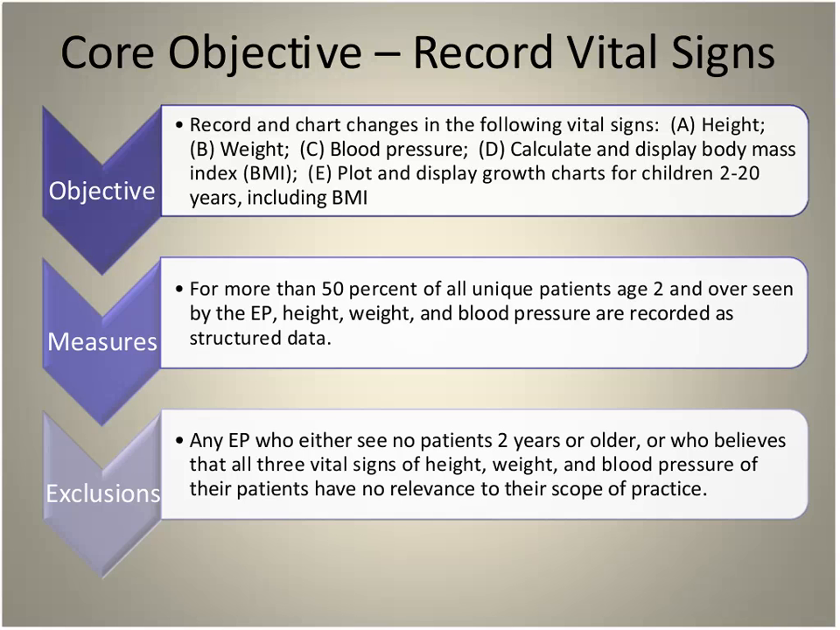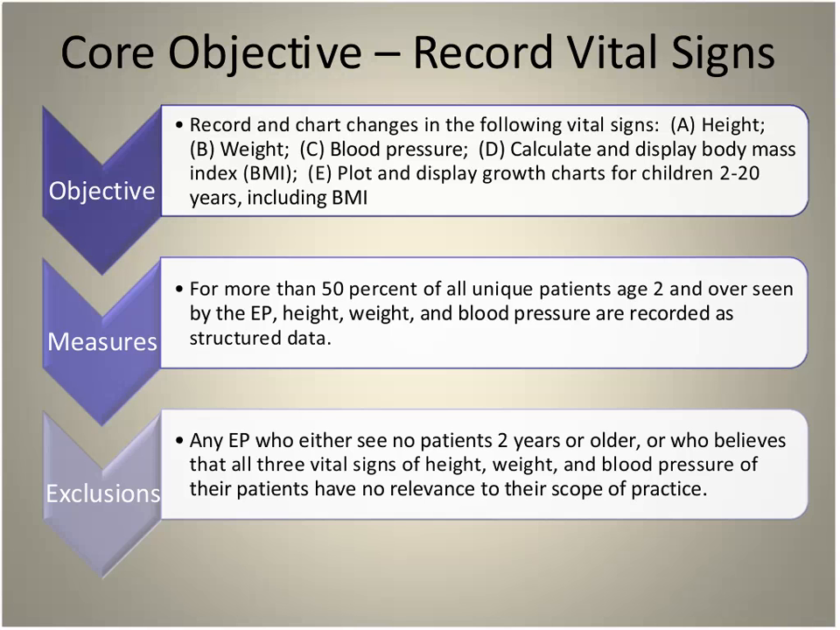The measure is that for more than 50% of all unique patients, there's that phrase again, 2 or over, that are seen by the eligible provider, height, weight, and blood pressure are recorded as structured data. And again, if the reportable period, the second or third or fourth year of meaningful use, is the entire year, and if this patient comes in 100 times, all that matters is that once during that reportable period for a unique patient to be counted, this information was in there one time.